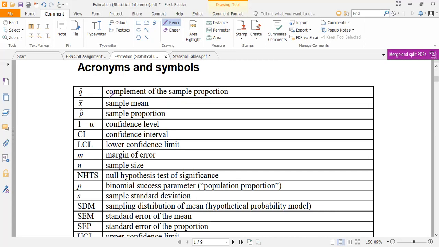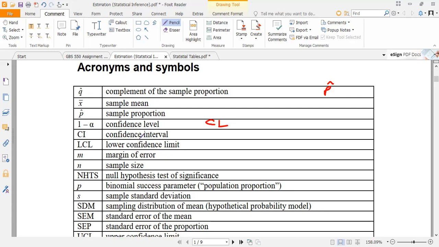For instance, we have what we call Q hat. This is a complement of the proportion P hat. So these ones must add up to 100. If P hat is 10%, Q hat must be 90%. We have what we call sample mean, which is simply calculating the average, summation of x over n. Sample proportion, which is our P hat, 1 minus alpha, which is our confidence level. Confidence level can also be written as CL.